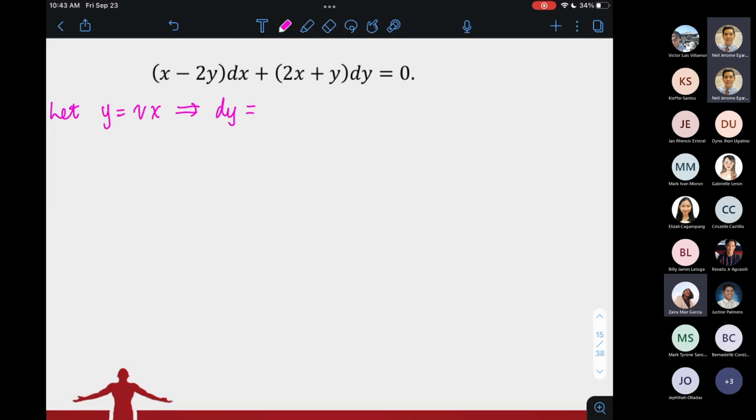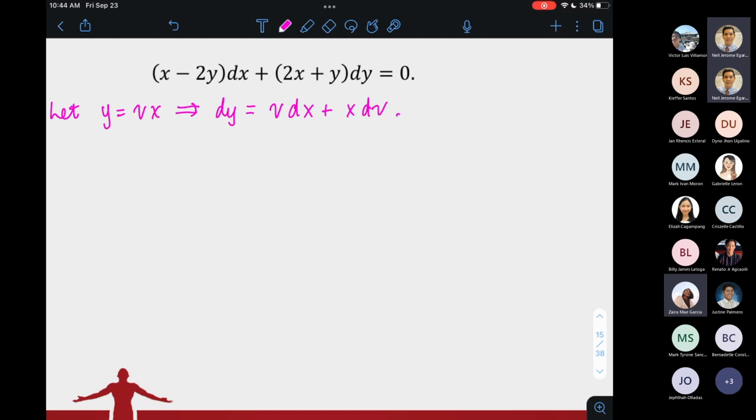So that means if I want to find the differential of y, and y being the product of v and x, I need to use the product rule to get that differential. Okay? So ibig sabihin si dy, lahat ng dy mamaya, pag pinalitan ko na si y ng vx, dapat lahat ng dy, papalitan ko rin ng v dx plus x dv. Alright? Changing the variables requires changing the differentials as well.